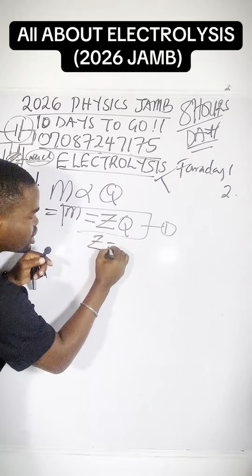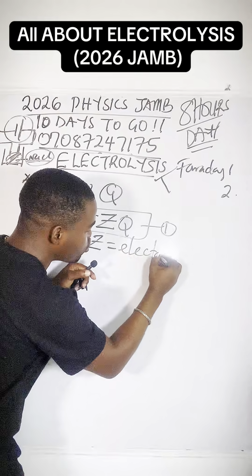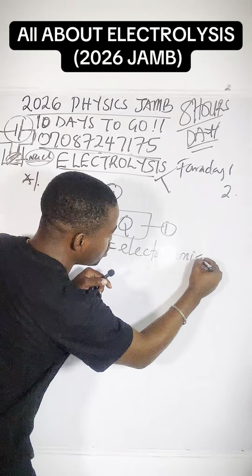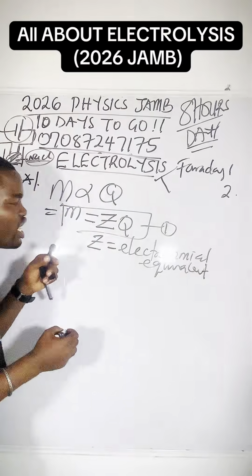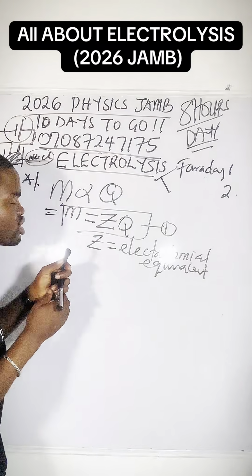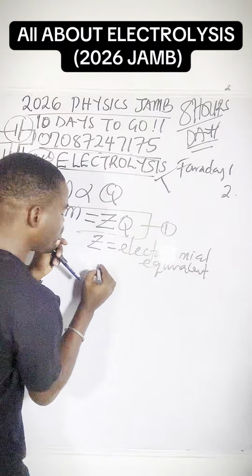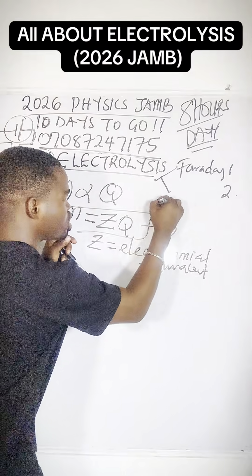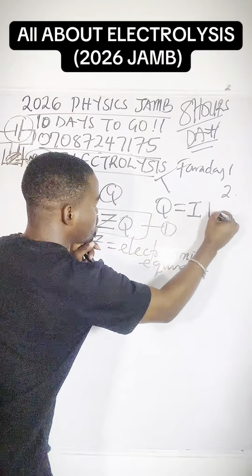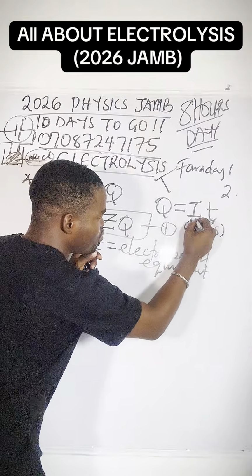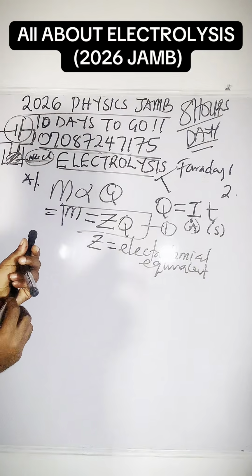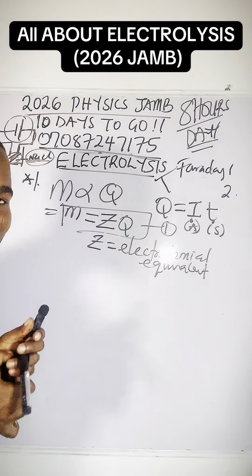This Z that you are seeing here is called electrochemical equivalent. Now, if this means electrochemical equivalent, what does Q mean? Q has another formula of its own. Q is equal to IT, which is the current, in ampere, and the time, in seconds. Never forget that.